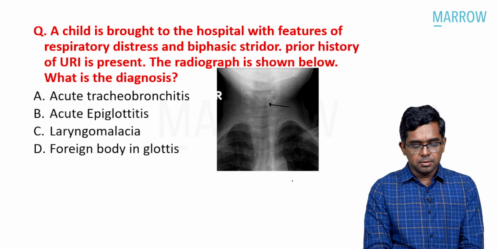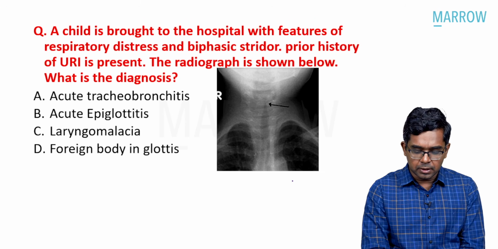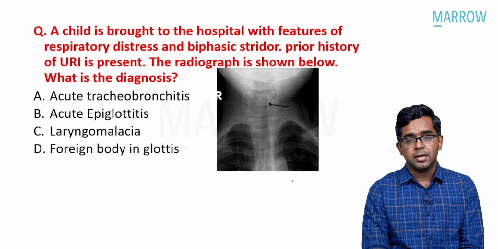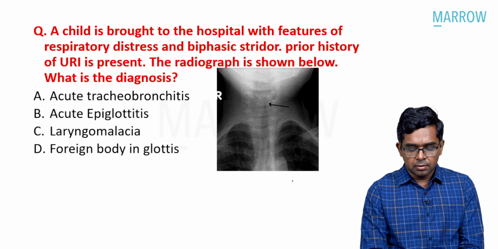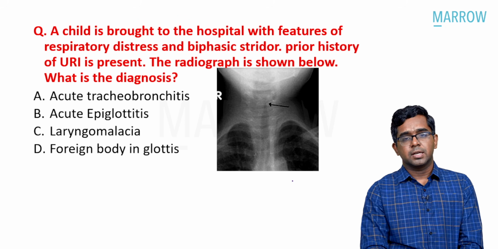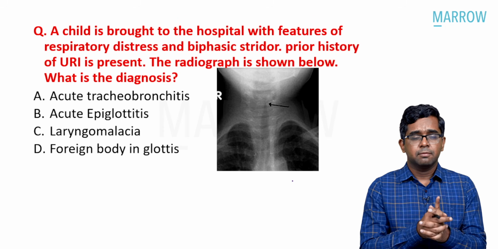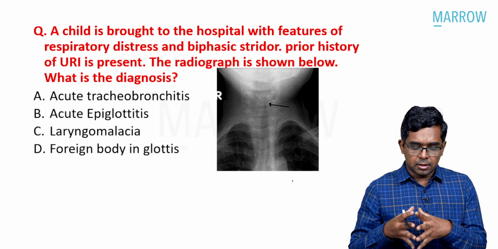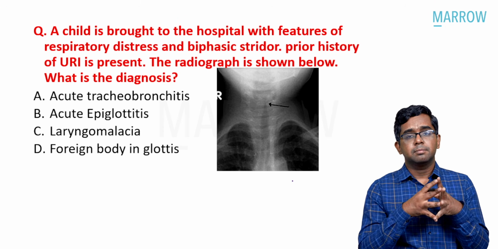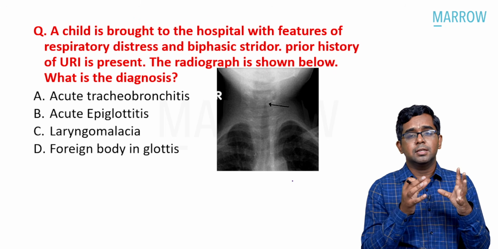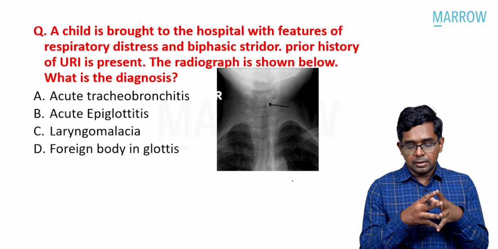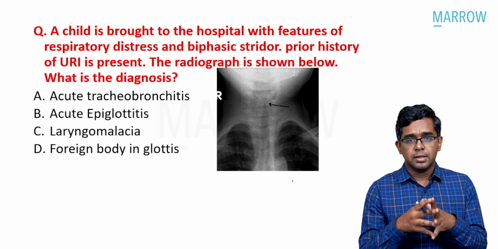Moving on to the next question. A child is brought to the hospital with features of respiratory distress and biphasic stridor. Prior history of URI is present. The radiograph is shown below. What is the diagnosis? So, this is a respiratory problem where the child is having breathlessness, stridor along with the preceding URI history. Okay. Stridor would tell you there is a problem in the laryngeal area, and the X-ray is going to provide you the diagnosis.